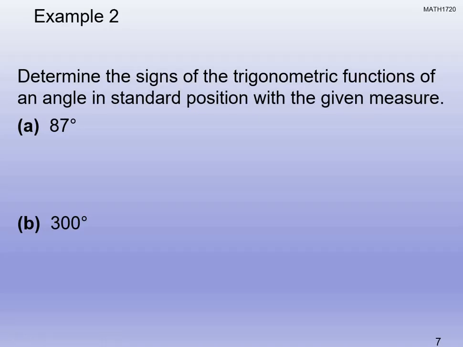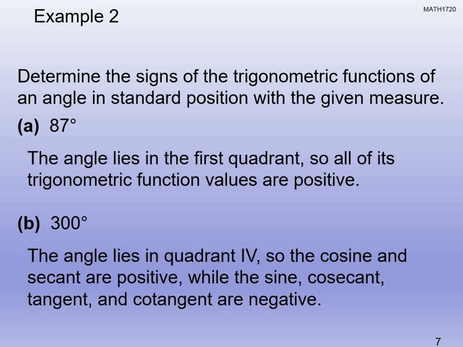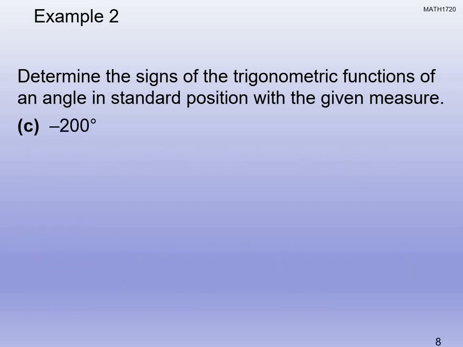So we walked through this now, and we know that 87 degrees is a first quadrant angle, and it's positive for all the trig functions. And we know that 300 degrees is in the fourth quadrant. It's only positive for cosine and secant, and it is negative for all the other trig functions.